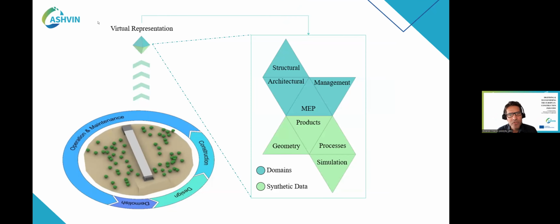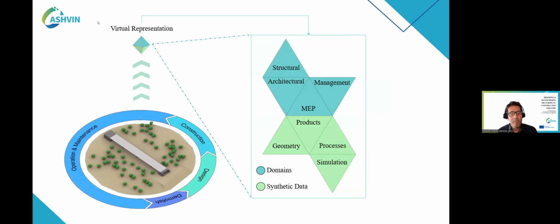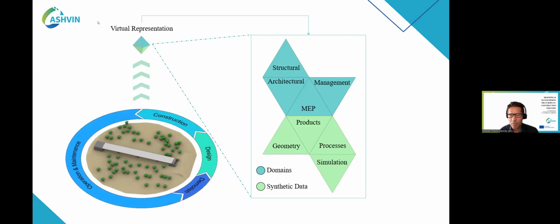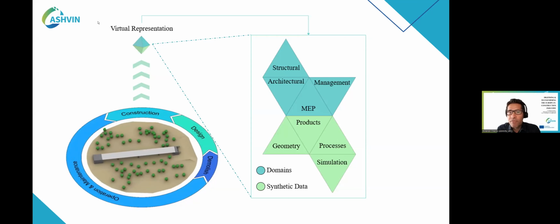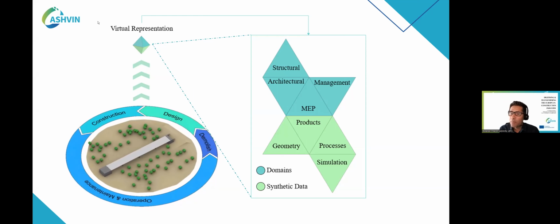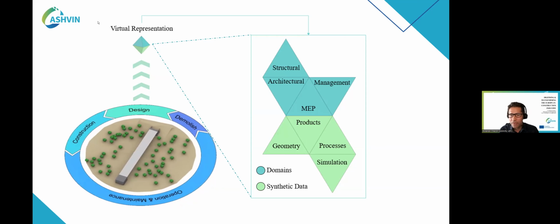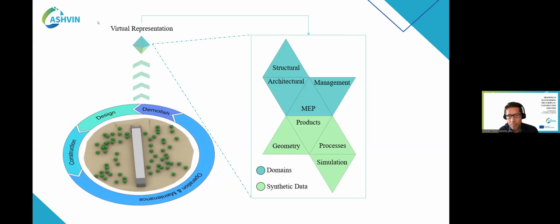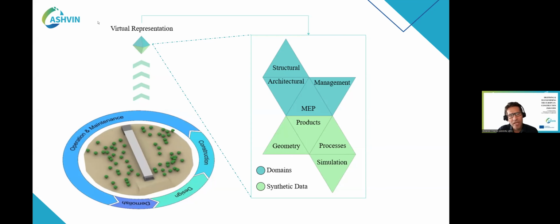And so this virtual representation of the asset encompasses not only maintenance, but the prequel of design, the construction phase, and even after the demolishment. This virtual representation also encompasses many different domains, maybe structural domain, maybe architectural domain, management domain, mechanics, electricity, plumbing, many types of information together, and also many types of data together, and synthetic data, such as the geometrical representation, data related to the products, data related to processes, and from simulation.